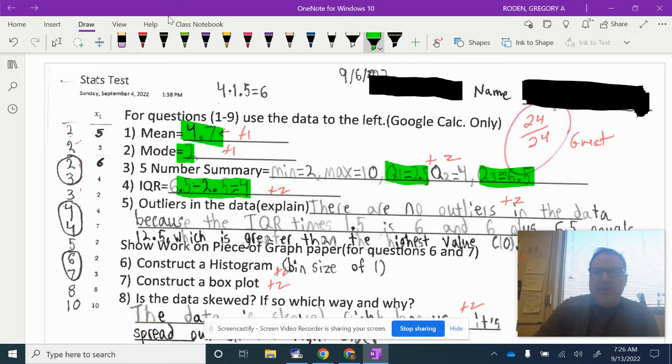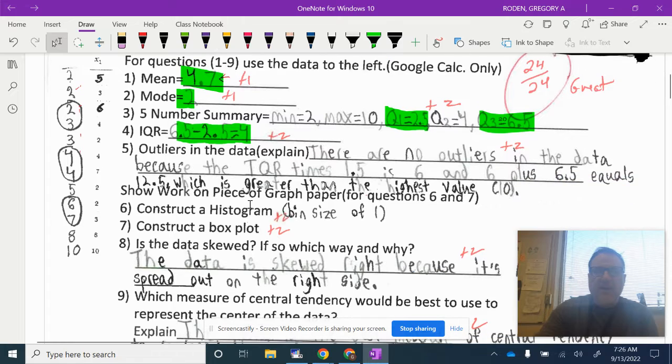Are there any outliers? Well, no, there's not any outliers. Because to have an outlier, the value must be further away from either Q1 or Q3 than 1.5 times the IQR. So this student did that here. 1.5 times the IQR is 6. So the answer is no. So 10 is not an outlier, and neither obviously is 2. So there's no outliers.